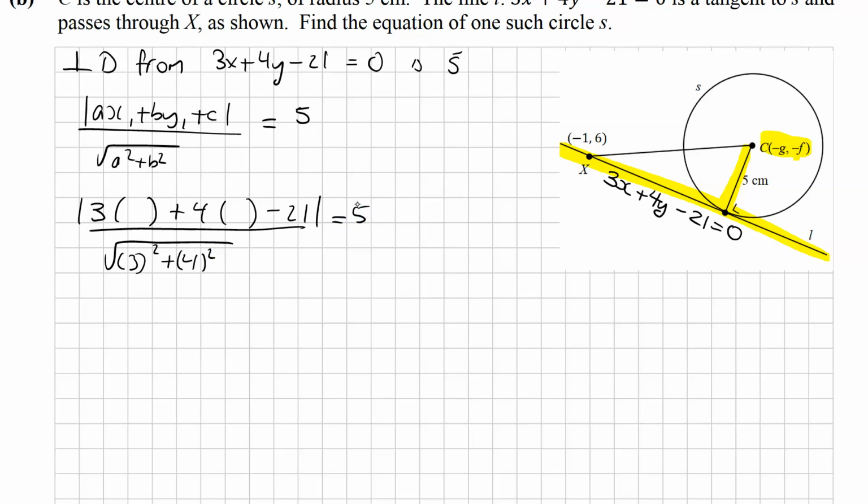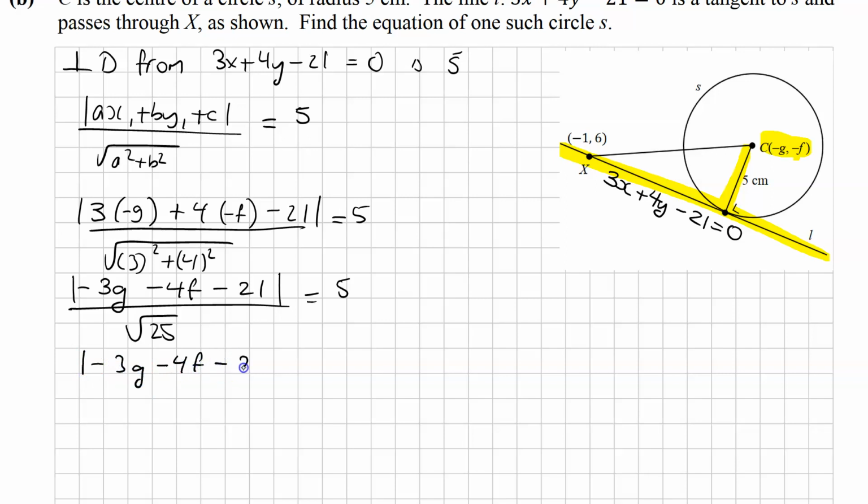Okay, now at this stage I put in my point, so I'm going from minus g, minus f to that line. So that will give me the absolute value of minus 3g minus 4f minus 21, all over the square root of 25, which is equal to 5. And then I have minus 3g minus 4f minus 21 equals, now the square root of 25 there I'm just going to change to 5. So that's 5 fives, which is 25.